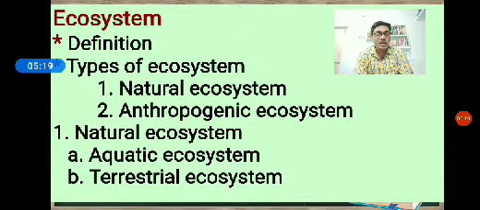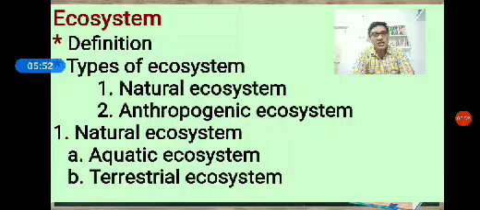The best examples of ecosystem are a pond, a river, a desert, a forest. Now, coming to the types of ecosystem, broadly ecosystems are classified into two types. One is natural ecosystem, the second is anthropogenic ecosystem.